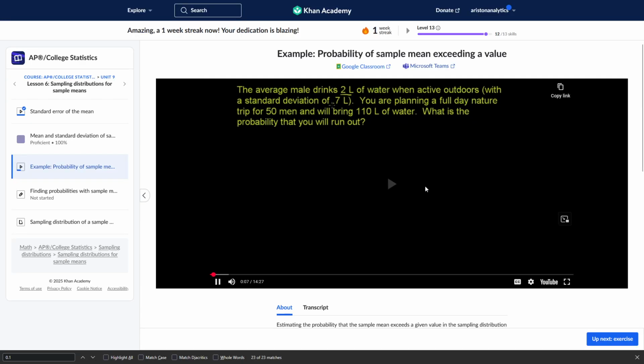Basically, 0.7 liters. You are planning a full day nature trip for 50 men, and will bring 110 liters of water. What is the probability that you will run out of water? So let's think about what's happening here. There's some distribution of how many liters the average man needs when they're active outdoors.